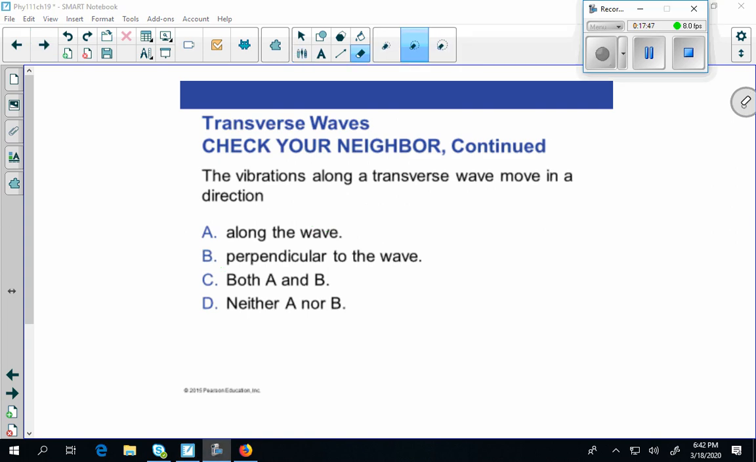So the vibrations along a transverse wave, which is what we just talked about, move in what direction? Along the wave, that's when I push the slinky coils. Perpendicular to the wave, that's when I shake the slinky. A and B, neither A nor B. So transverse, perpendicular. Can't write with an eraser. There you go.